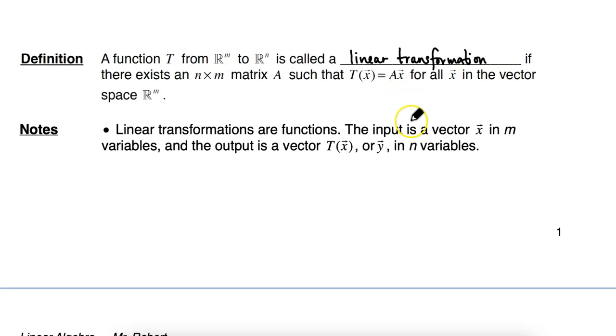The input is a vector and the output is a vector. So instead of maybe the simplest function f of x equals x squared plus 2, where the input is a number and the output is a number, here it's the same idea, but the input is a whole vector and the output is also a vector. Notice that these vectors may not have the same number of components. Maybe x has m components and t of x has n components.